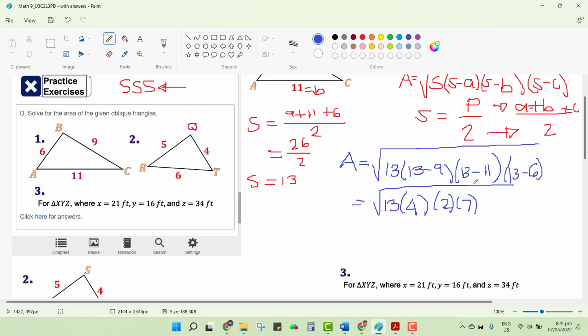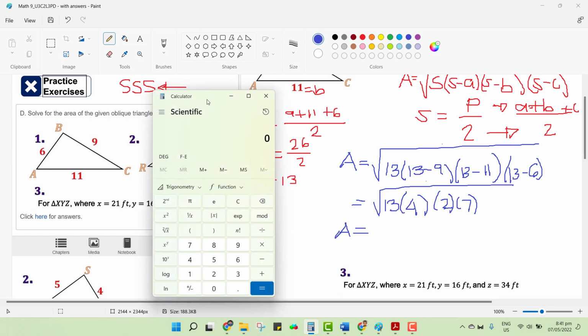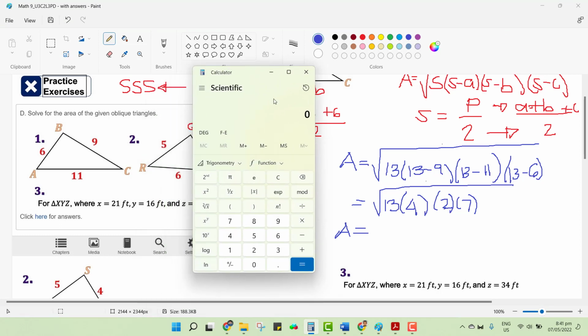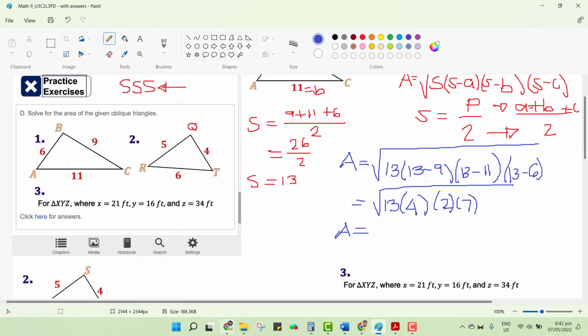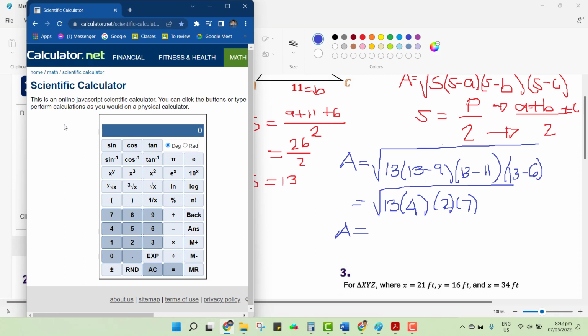Let me check it. 13 minus 9 is 4. That's 2 and that's 7. And your area is computed as the square root of the product. Of course, you're allowed to use calculators. If you would like to, you could always use the calculator on your laptop or cell phones, or even the calculator that is with you. Or you could always use this calculator here as shared to you before.